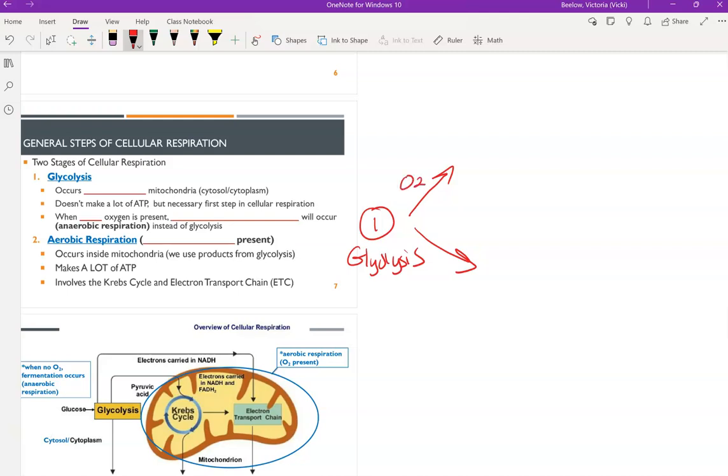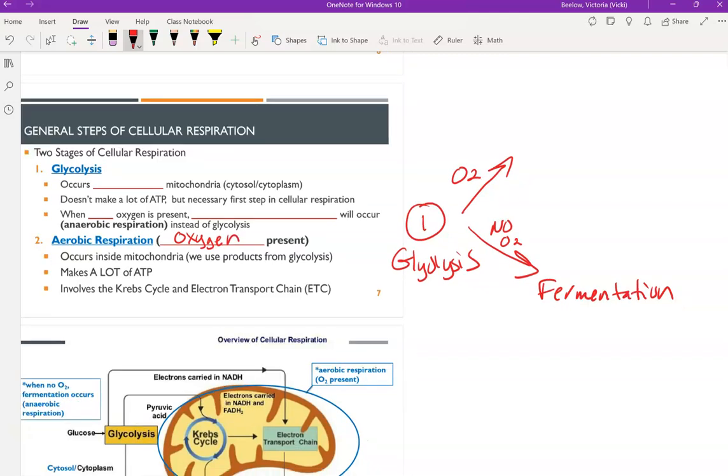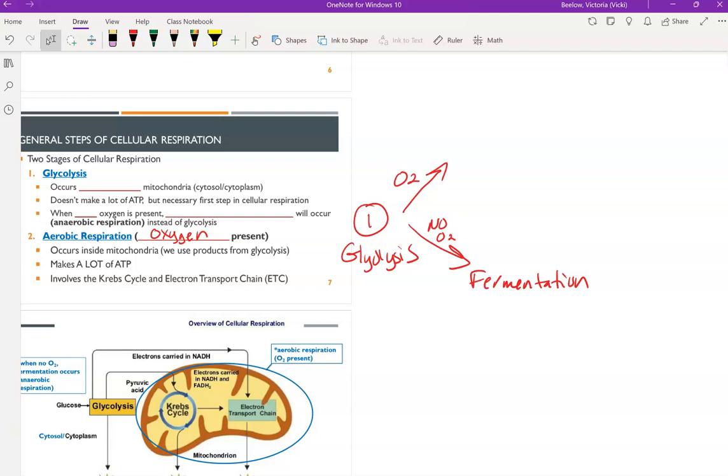Mostly we're going to focus on what happens when oxygen is present. If you don't have oxygen present, we will have fermentation take place, and we'll talk about that later. But if you do have oxygen present, then you're going to continue with what we call aerobic respiration. So aerobic respiration is when there's oxygen present. And that is going to happen inside the mitochondria.